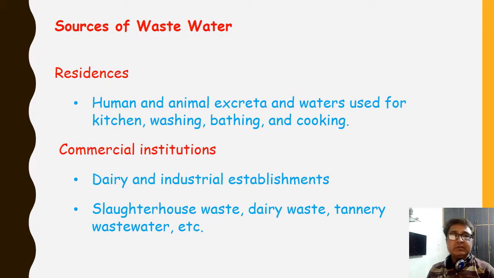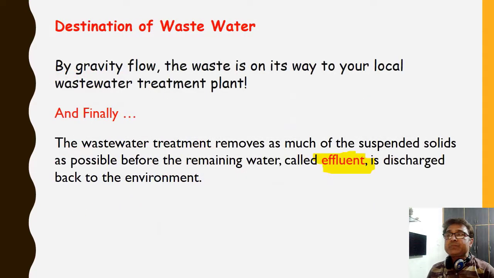Sources of wastewater. The wastewater can come from residential or commercial institution sources. In residences, it includes human and animal excreta and water used for kitchen, washing, bathing, and cooking. Commercial institutions include dairy and industrial establishments, and some other types, say slaughterhouse waste, dairy waste, tannery wastewater, etc.